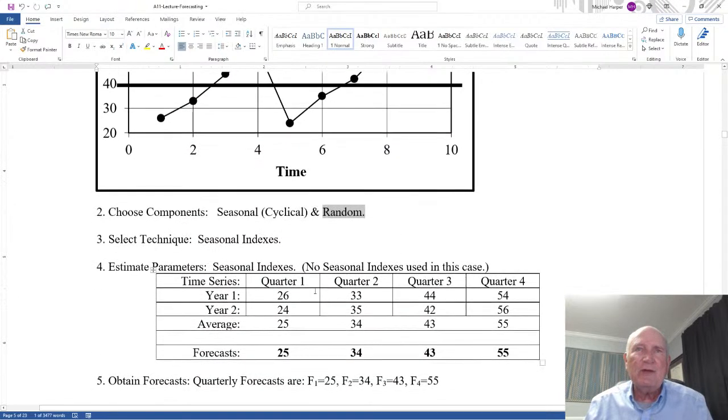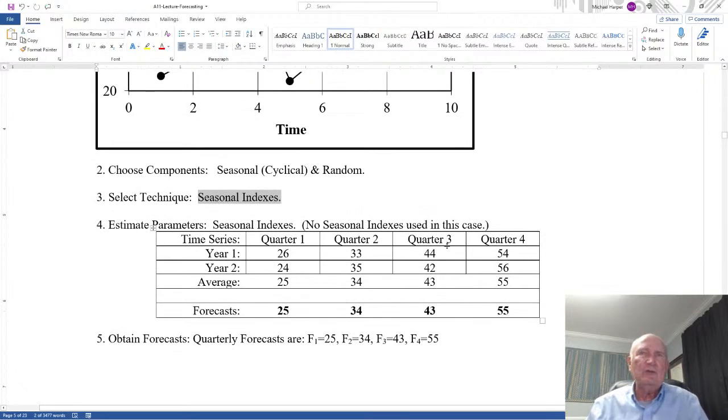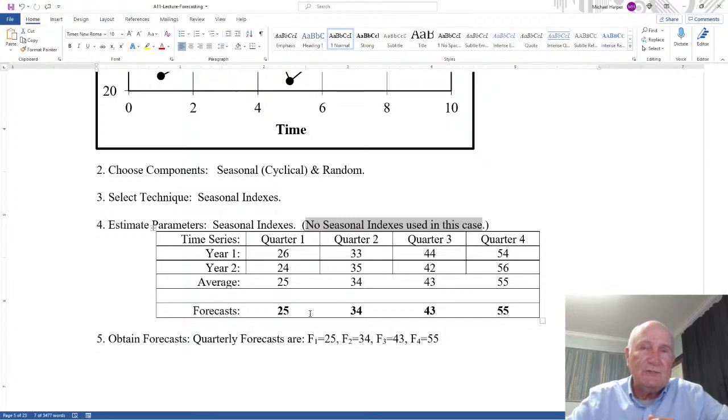Well, the technique of preference is seasonal indexes. And here we could estimate the parameters, which are seasonal indexes. But no seasonal indexes are used in this case. So it's a seasonal index technique, but the concept does not always have to use indexes. Here's an example where they don't.